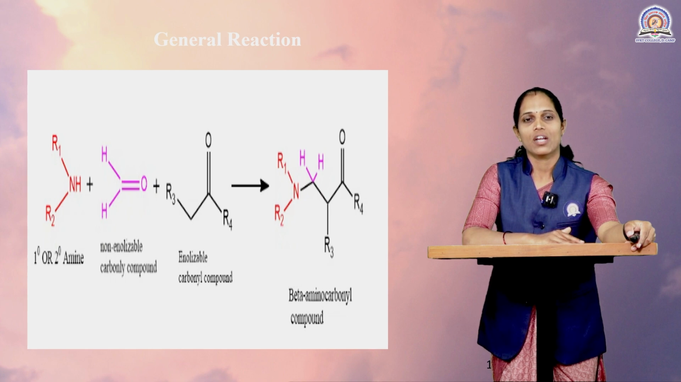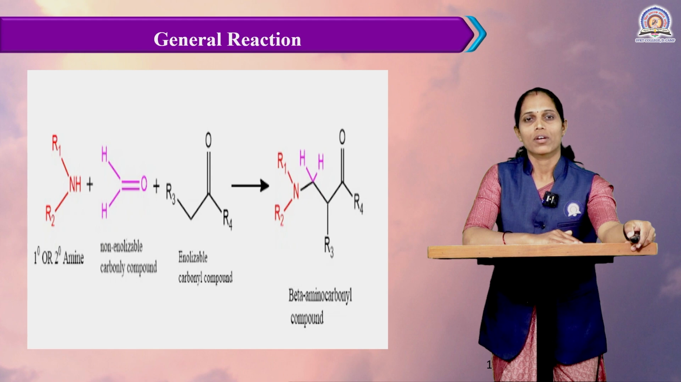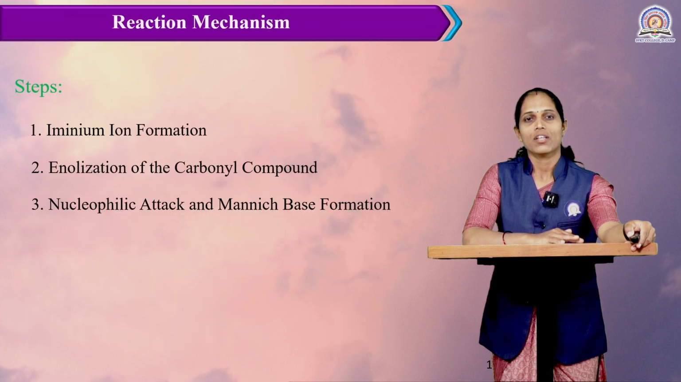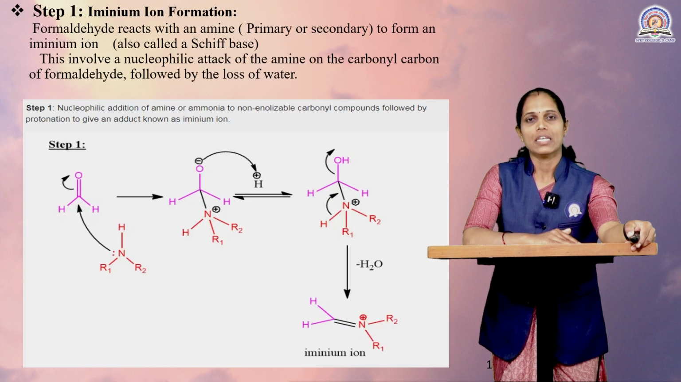Now, here is the general reaction. In the general reaction, a primary or secondary amine is reacted with a non-enolizable carbonyl compound in the presence of an enolizable carbonyl compound containing active methylene groups to produce a beta amino carbonyl compound as a product. Now, the reaction mechanism. The Mannich reaction contains 3 steps. Step number 1 is the iminium ion formation. In the second step, the enolization of the carbonyl compound. The third step is the nucleophilic attack and Mannich base formation, which gives the final product.